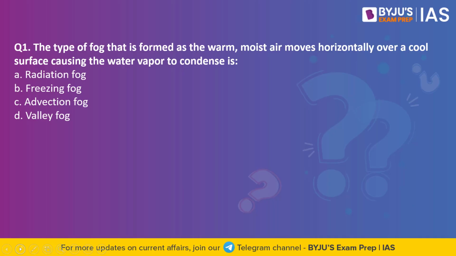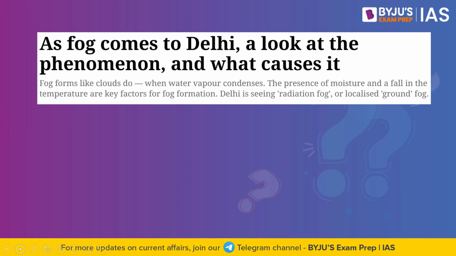Now let us begin and take a look at the first question for today. The type of fog that is formed as the warm, moist air moves horizontally over a cool surface, causing the water vapor to condense is: option A, radiation fog; option B, freezing fog; option C, advection fog; option D, valley fog.